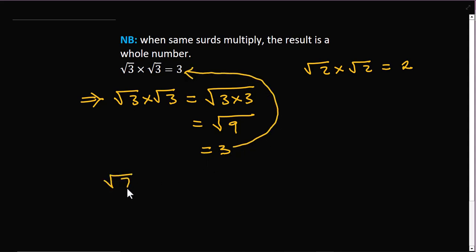So when we say surd 7 multiplied by surd 7, it gives us what? 7. And we don't need to think about it. And when we say surd 5 multiplied by surd 5, it gives us what? 5. And we don't need to rack our brain about that, right? Okay, so let's go to the next slide.